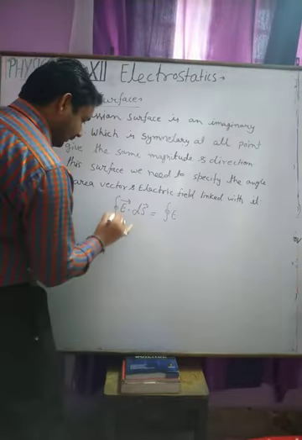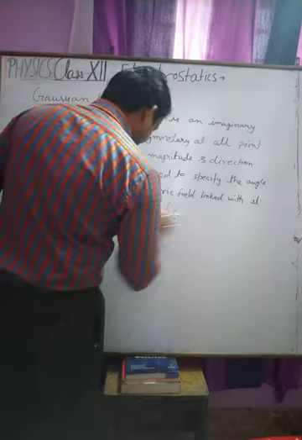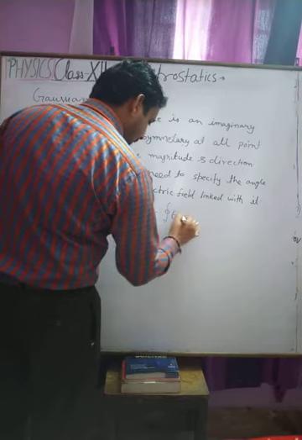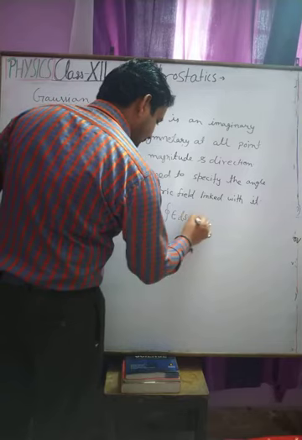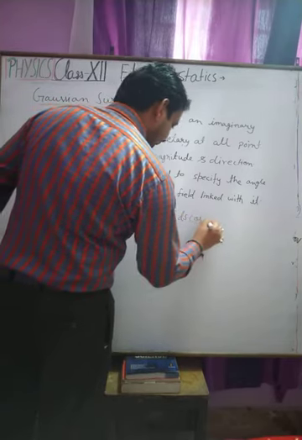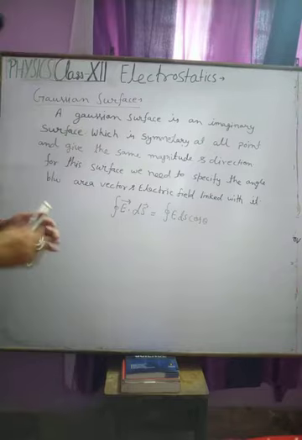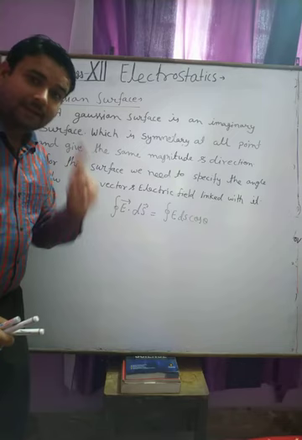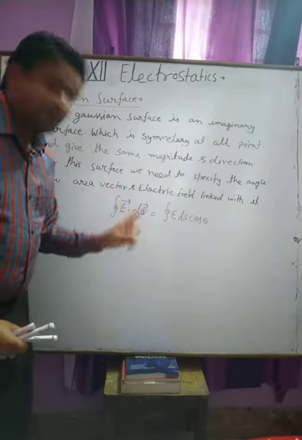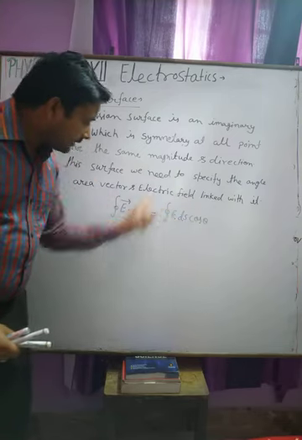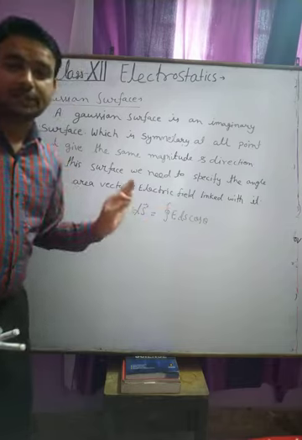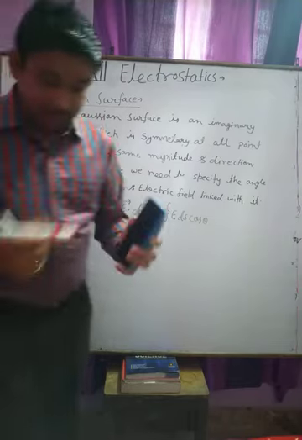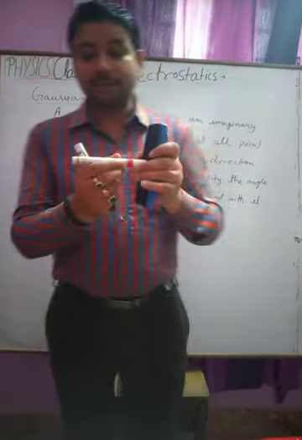closed integral E dot ds is EDS cos theta. Okay, so when you are specifying the value of angle at every point, so you can able to calculate this value, how much is it. For example, I am explaining by this method.